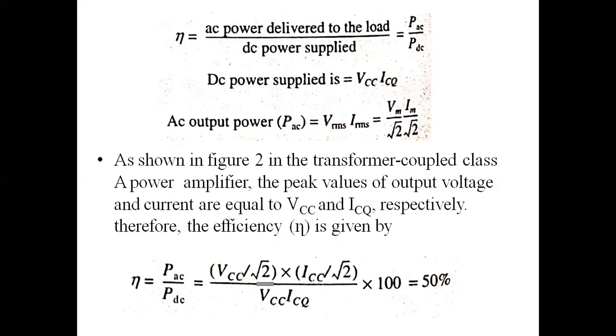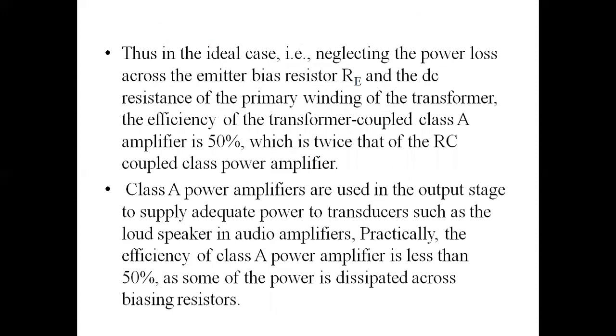Now comparing with the ideal case, that is, neglecting the power loss across the emitter bias resistor RE and the DC resistance of the primary winding of the transformer, the efficiency of the transformer coupled class A amplifier is 50%. It is almost double that of the RC coupled class A power amplifier.